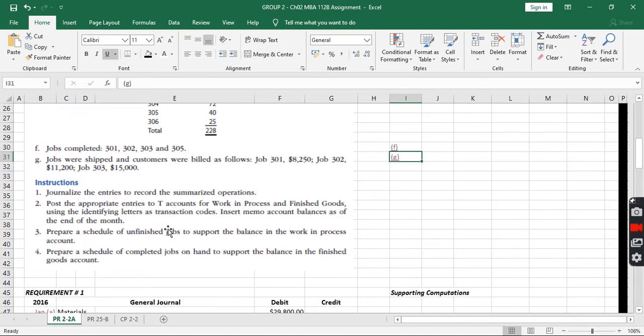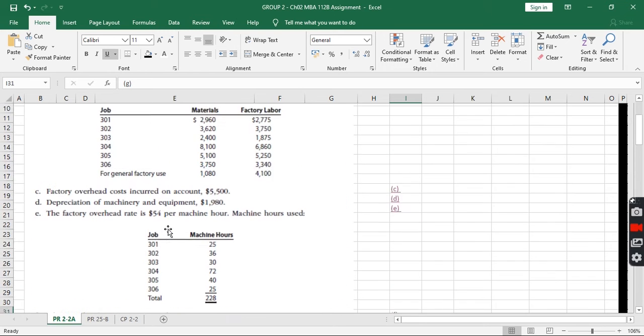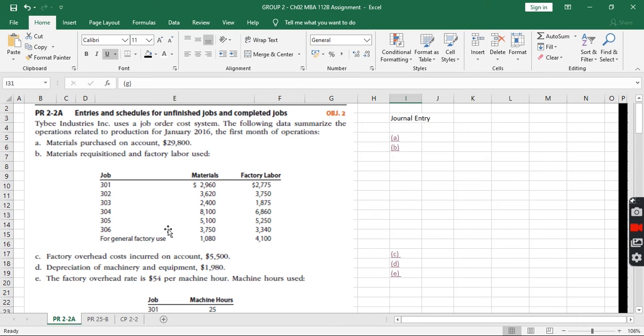Number 3, prepare a schedule of unfinished jobs to support the balance in the work in process account. Prepare a schedule of completed jobs on hand to support the balance in the finished goods account. So with this, let's start with requirement number 1, which is journalizing the entries as they happen. Tidy Industries Incorporated uses a job order cost system. The following data summarize the operations related to production for January 2016, the first month of operations.